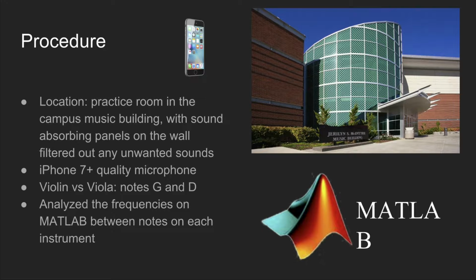So, in the music building here on campus, we utilized the practice rooms that they provide. We used an iPhone 7 Plus quality microphone to record Anna playing both notes G and D on the violin and viola. We used the sound from that video to analyze the frequencies on MATLAB between each note on each instrument. In the following clips, we will observe Anna playing the G and D strings on both the violin and the viola. Listen closely to the differences. We will revisit the auditory differences when we discuss the results.